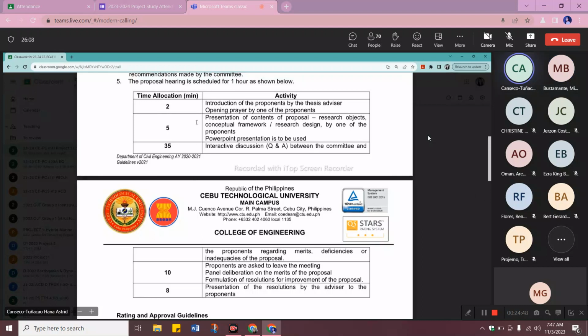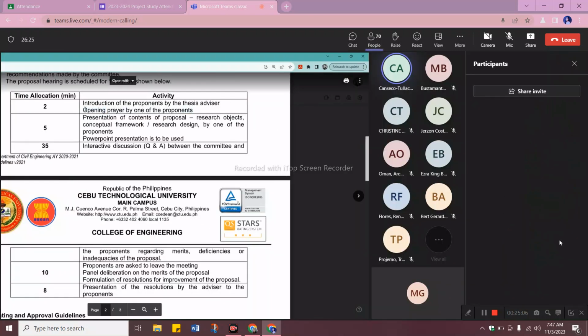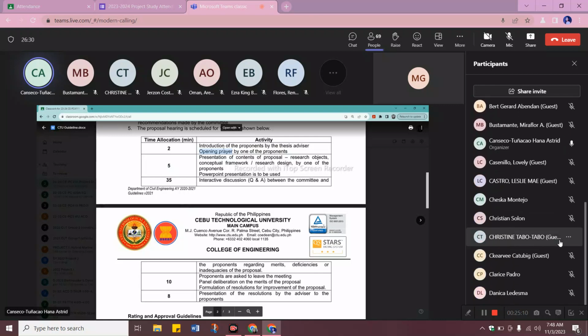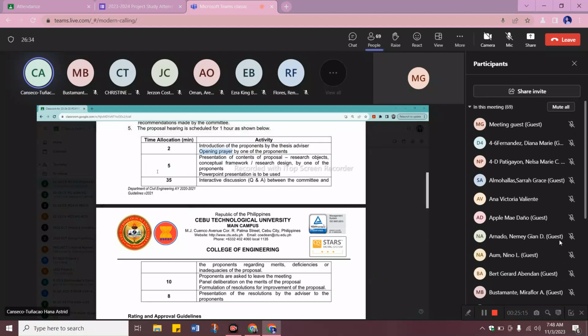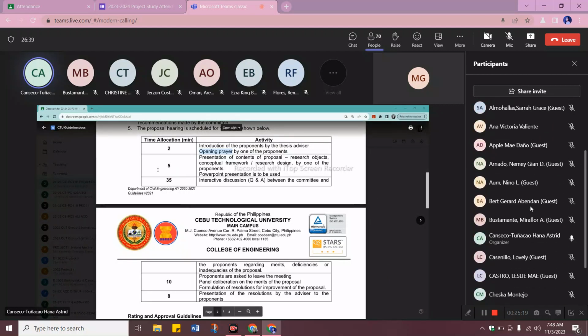Okay. So here's the time allocation. We have 2 minutes for introduction of the proponents by the advisor. That is followed by the opening prayer. Please take note that if it is a different series, we only have one opening prayer. So if it's a morning session, we have one opening prayer, given by the first group during the morning session. And in the afternoon session, the group in the afternoon session will give the opening prayer. Unless otherwise, there shall be no more prayer in the succeeding groups.